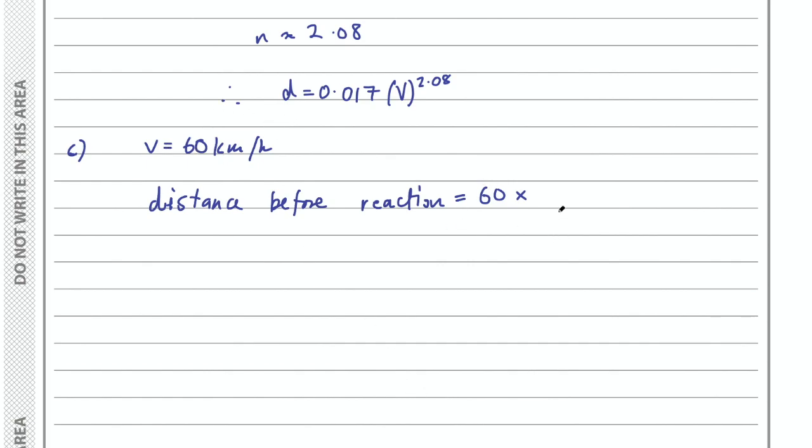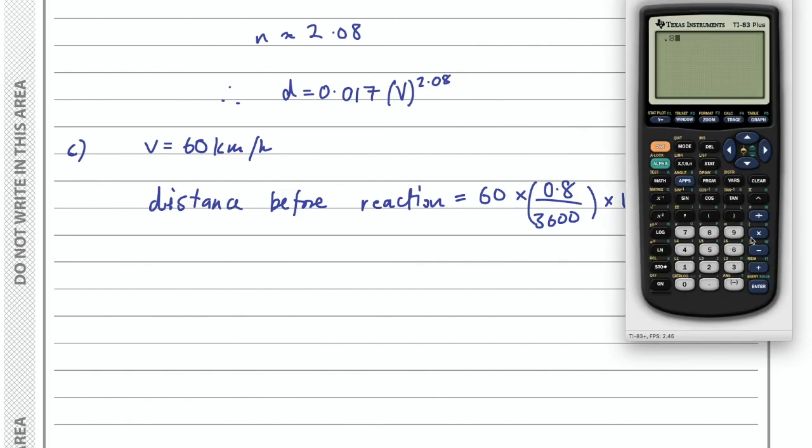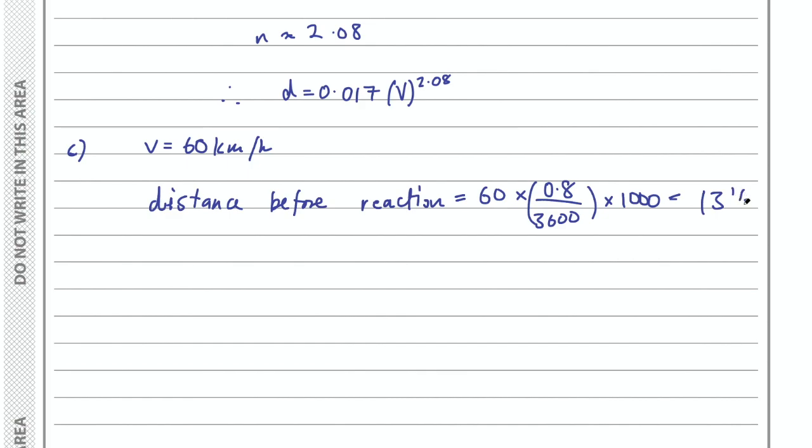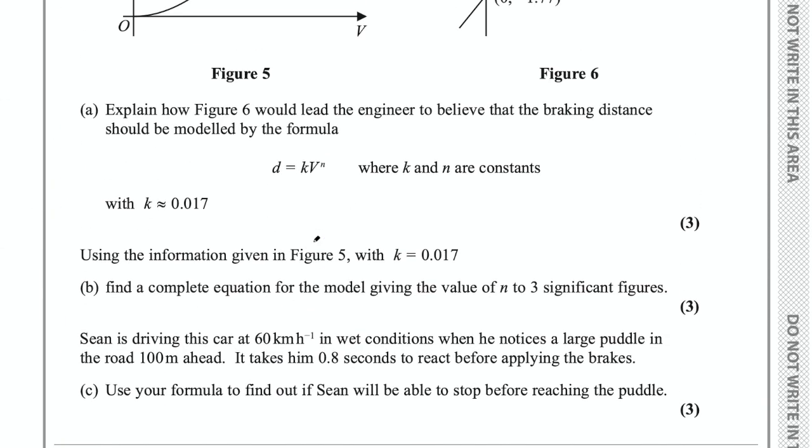Now, to get the kilometers, we could say it's 0.8 divided by 3,600. That's the time in hours, 0.8 seconds in hours. And then we could multiply that by 1,000 to change the distance to meters. However you want to think about that, that's the calculation you want to do. Divide by 3,600, multiplied by 1,000. And if we put that into a calculator, 0.8 divided by 3,600 multiplied by 60 and then multiplied by 1,000, we get 13.3, 13 and a third meters. So that's the distance he traveled before braking, and then we need to use our model for the braking distance.